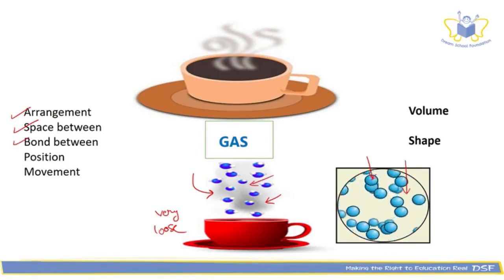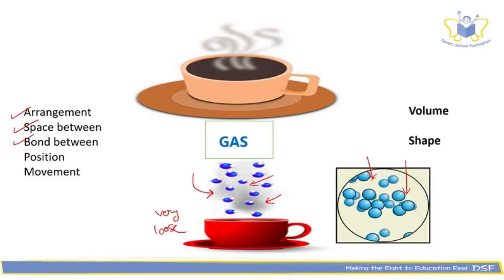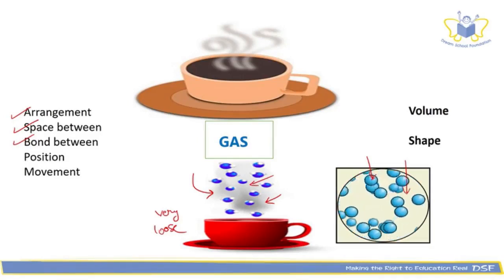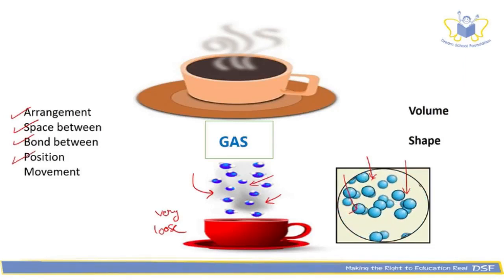What about the bond between them? They do not seem to be bound very tightly, or they do not seem to have a strong bond between each other. Hence, they're very free to move about. Position: because they are not held strongly and even the arrangement is pretty loose, they don't have a fixed position. I can't tell that this particular thing will stay here forever.